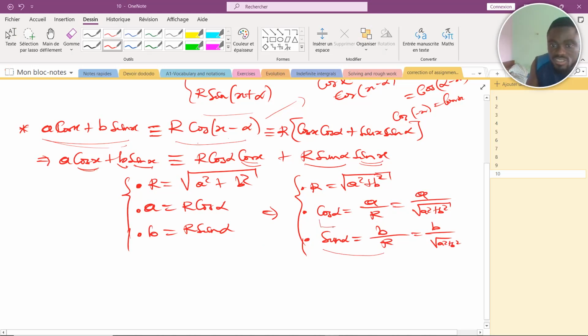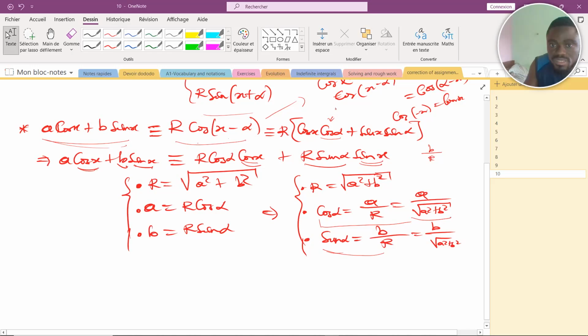Now, look at something. If I take this cos expression and put it here, our cos alpha is equal to what? We said our cos alpha is b all over r. Is that okay now? Our sine alpha is what? Our sine alpha.